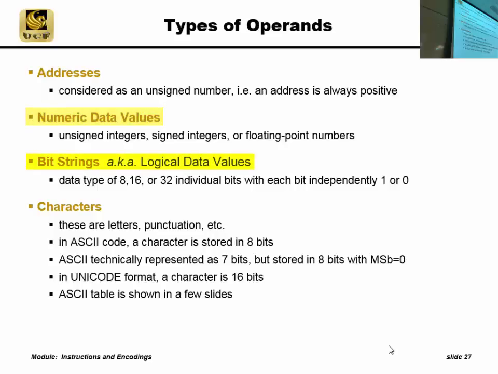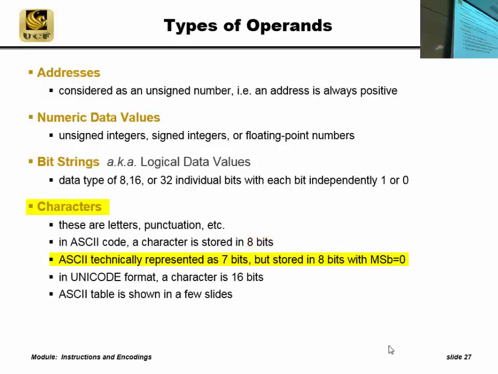We talked about bit strings already. Those are called logical data values. Each bit has a 1 or 0 condition. We want to AND them or OR them or NOR them together. We also have data type of characters. It's a char, right? C-H-A-R in C. And we represent those typically as 8 bits, as a byte. Technically it's 7 bits, but because it's so close to 1 byte, a lot of times we just use 8.